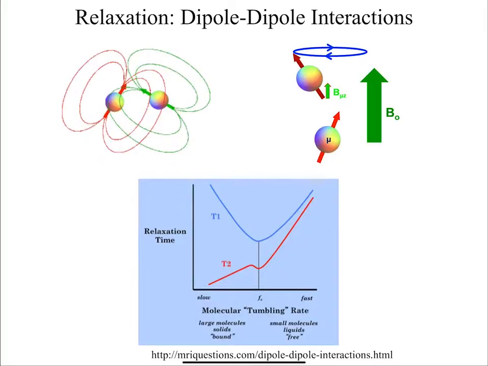And here is the slide where you see T2: when the tumbling rate is very fast, there's motional averaging, so T2 gets much longer. And as the molecular tumbling rate goes down, the T2 gets much shorter. Okay. So for example, in bone, the T2 is less than a millisecond. Okay, so you basically have to have very special techniques to image bone with MR because the signal is gone almost immediately.